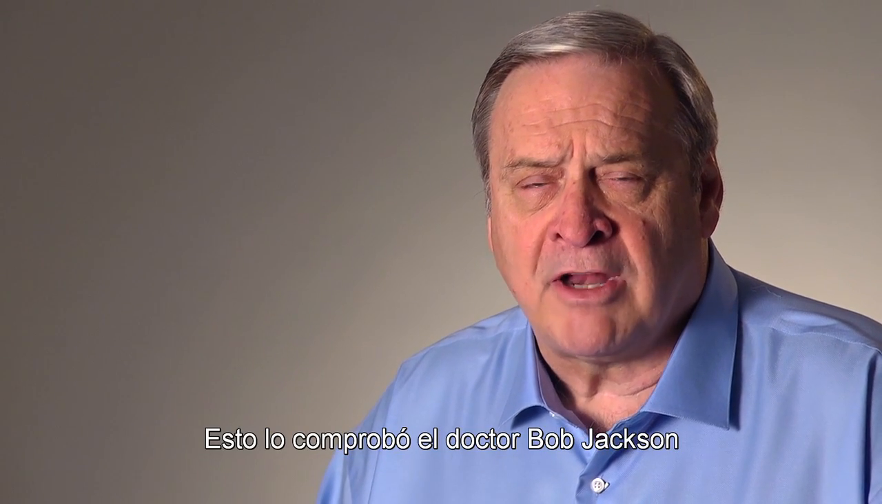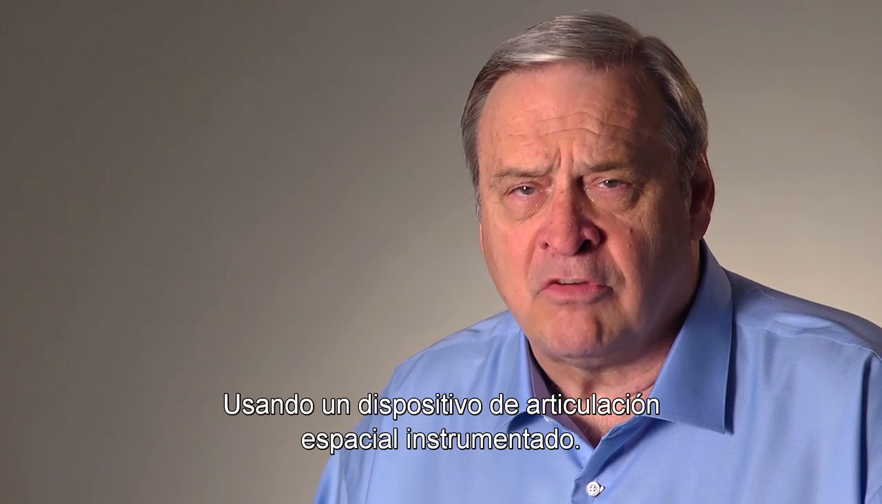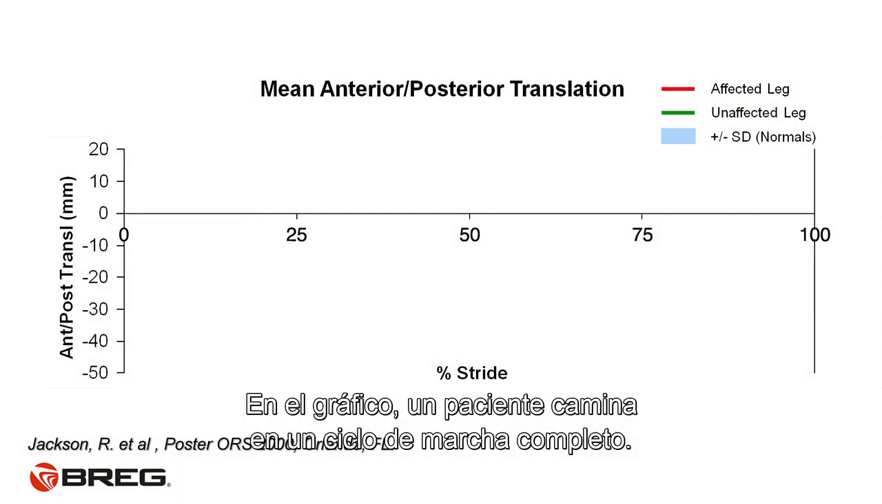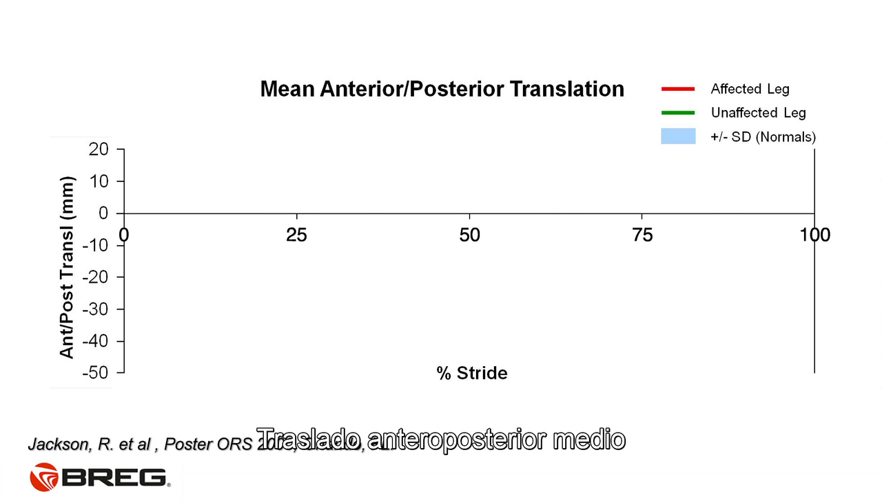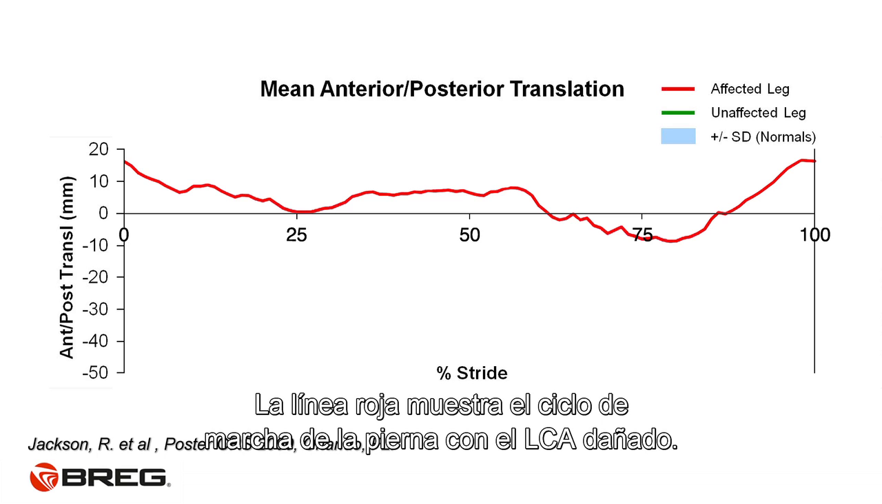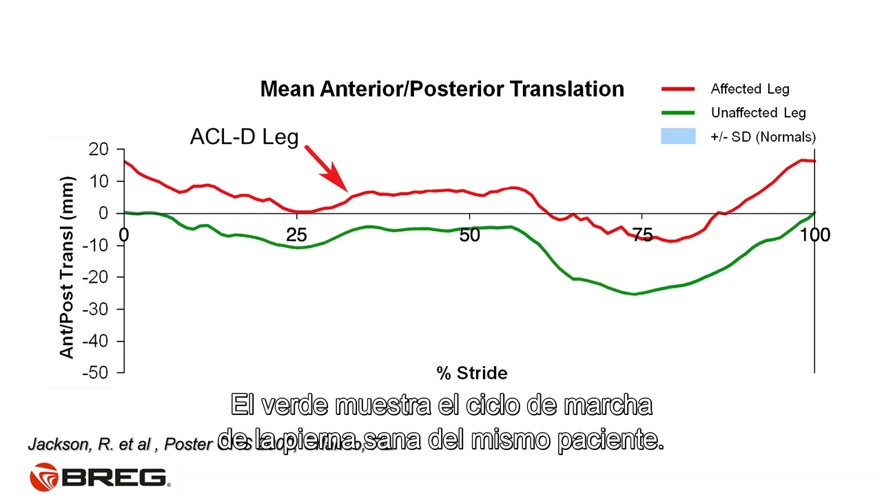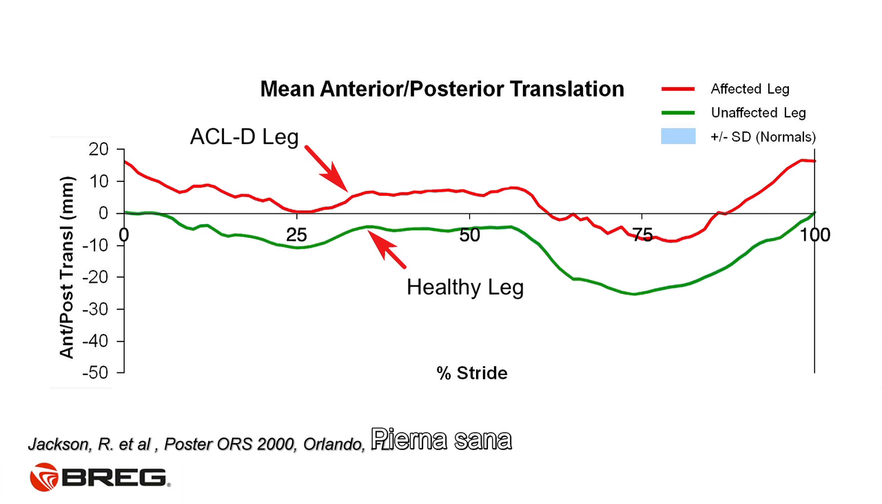This was demonstrated by Dr. Bob Jackson using an instrumented spatial linkage device. This particular graph shows one patient walking through one complete gait cycle. The red line shows the gait cycle of the patient's ACL deficient leg. The green shows the gait cycle of the same patient's healthy leg.